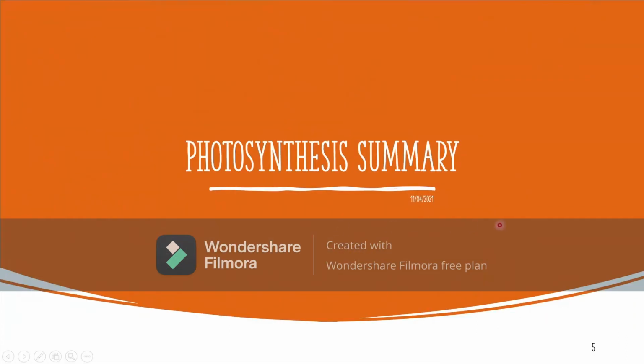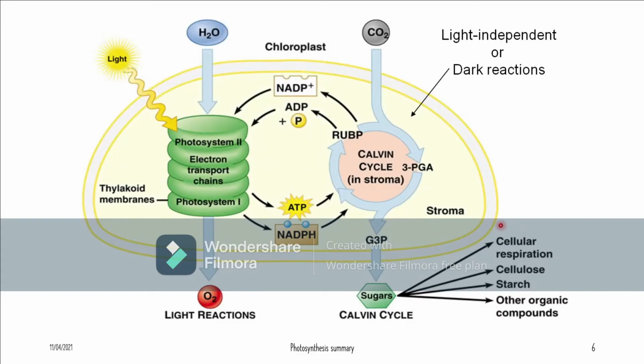We move on to the photosynthesis summary. Here's the overview of how the two sides of photosynthesis, the light-dependent reactions and the light-independent reactions, interact. So here's our chloroplast, and we can see on our left-hand side we have the thylakoids arranged into stacks of the grana, and that is where the light-dependent reactions occur.